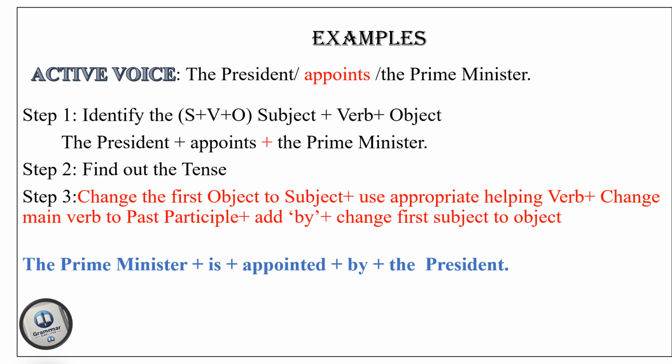3 steps. So here the answer is the prime minister is: subject, is a helping verb, appointed, the verb in past participle form. We used by, then the president. Hope you understood. We'll discuss one more example.